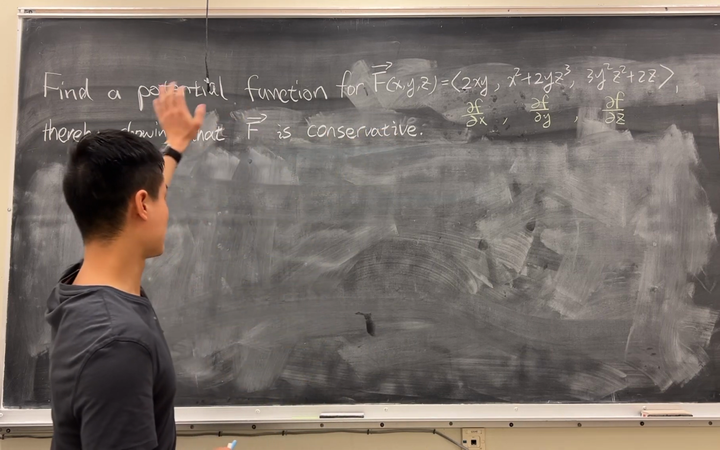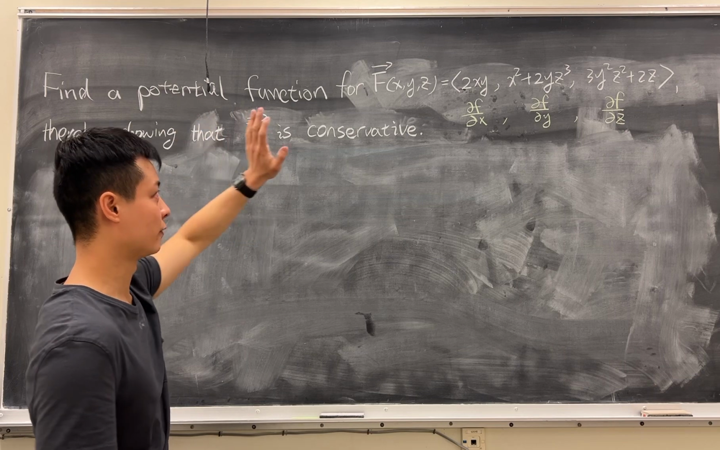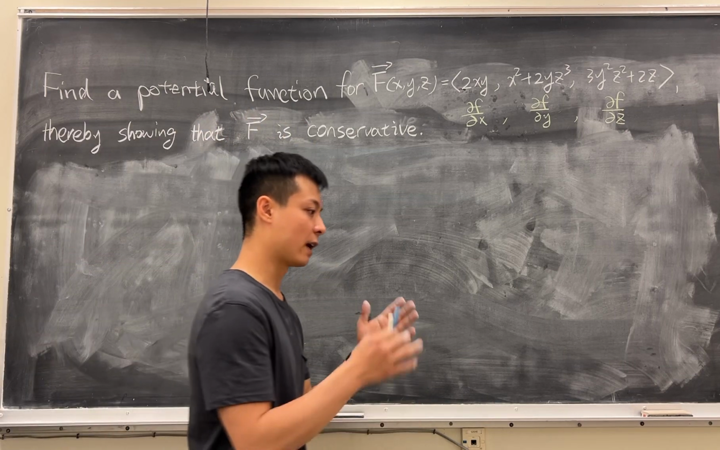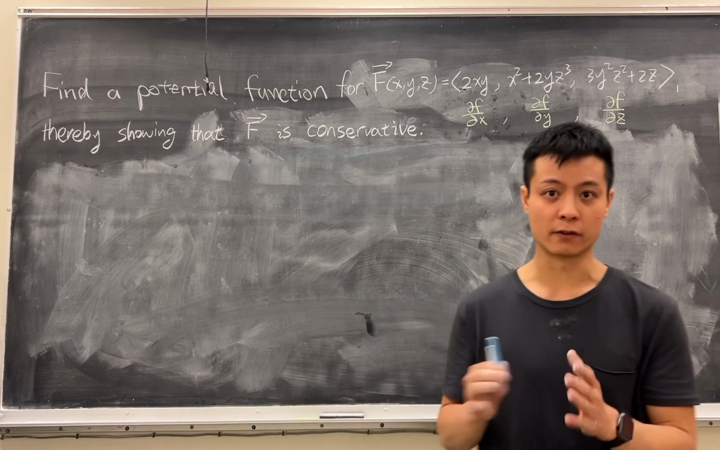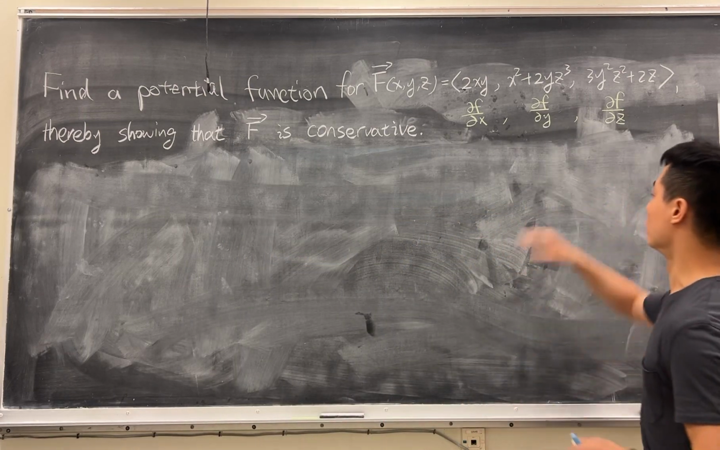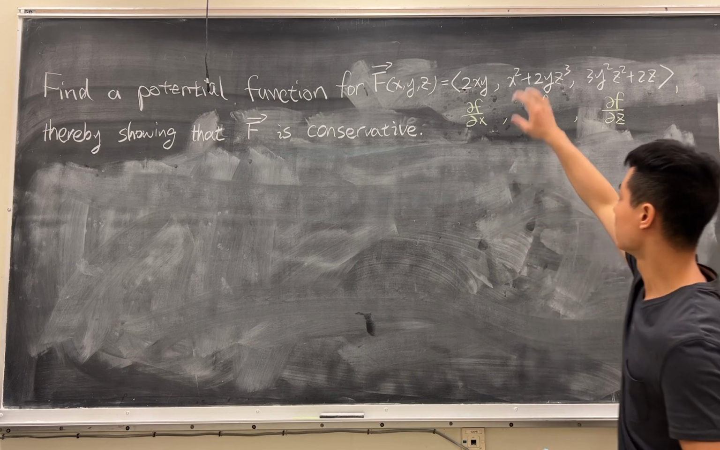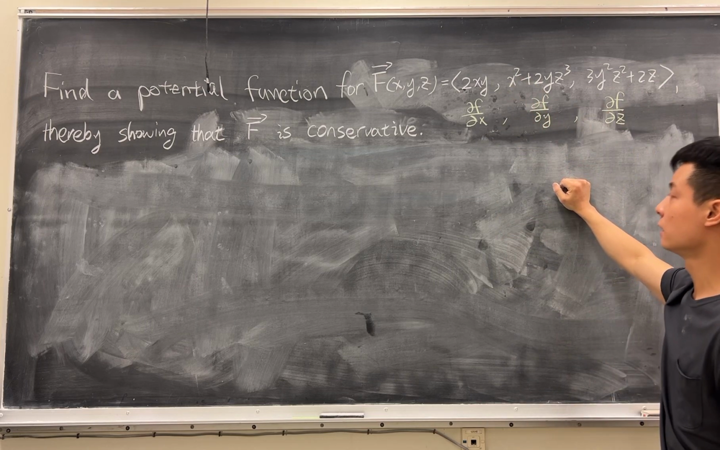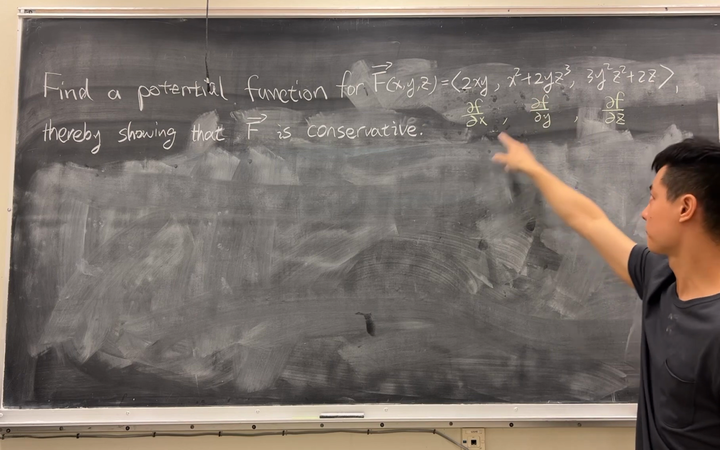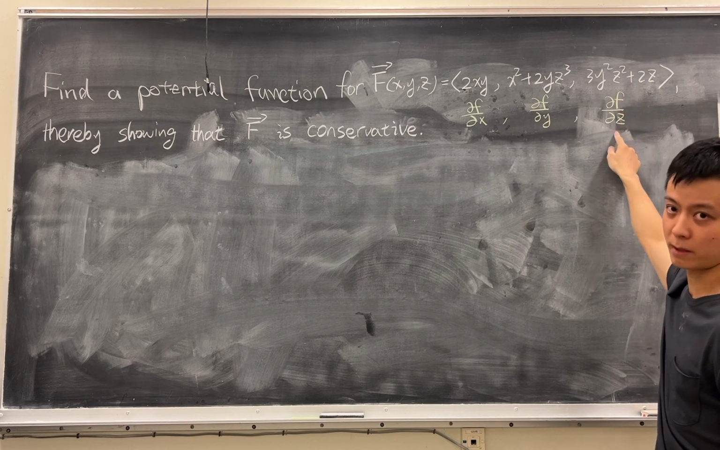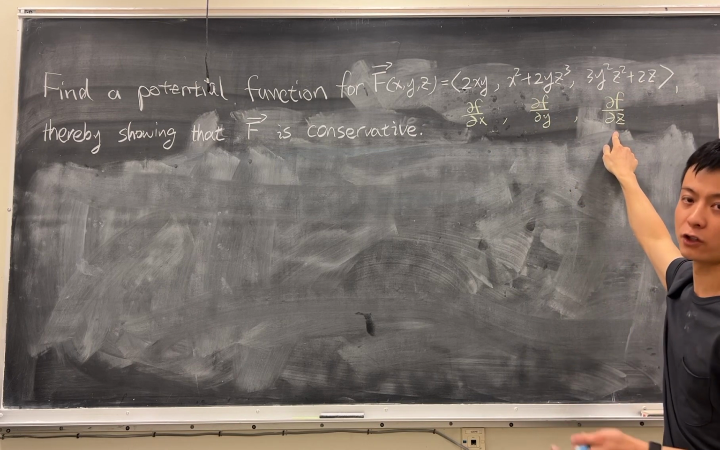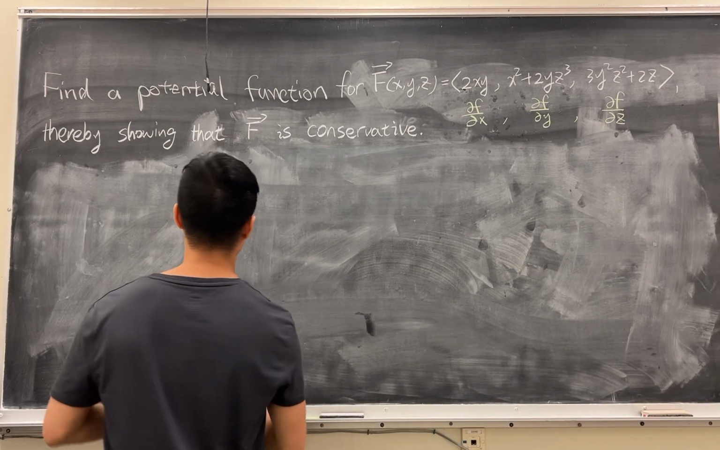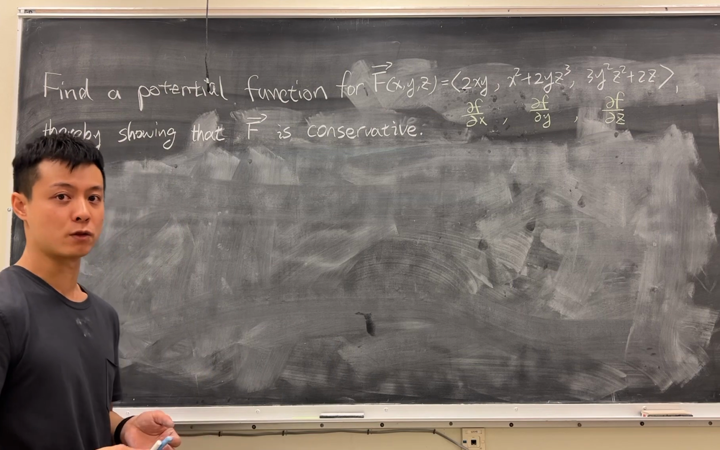Because in this question, it's asking us to find the potential function, we can assume that the potential function exists, and then we proceed from there, which means that we are able to treat the first, second, and the third component of the vector field as partial x, partial y, and partial z of a function f. Okay, so let's go over the process of finding this potential function.